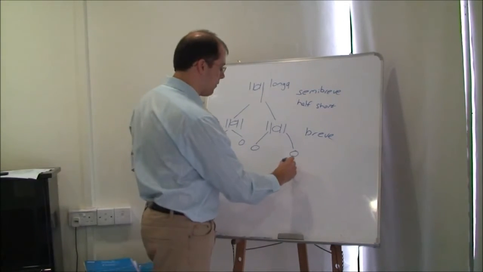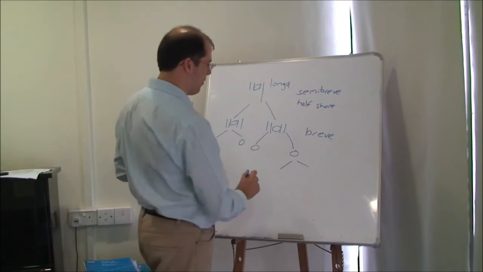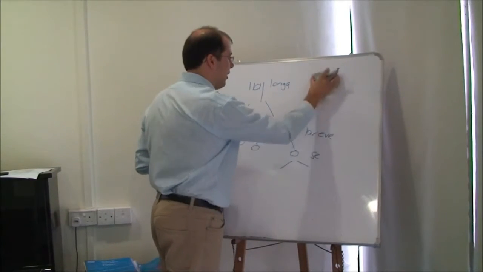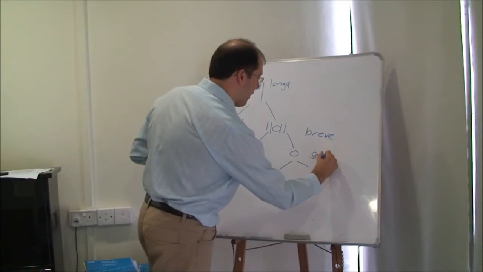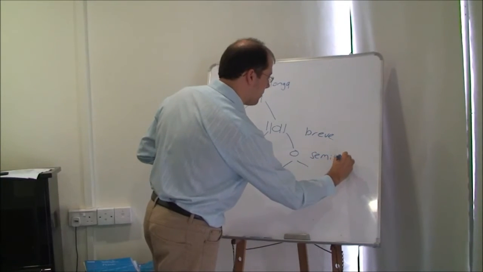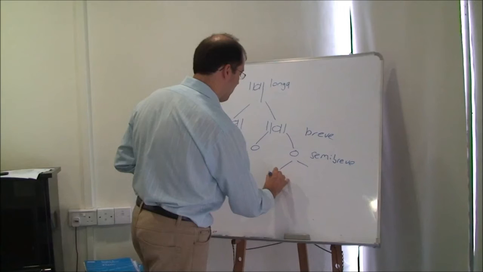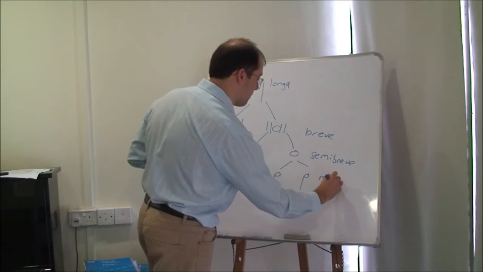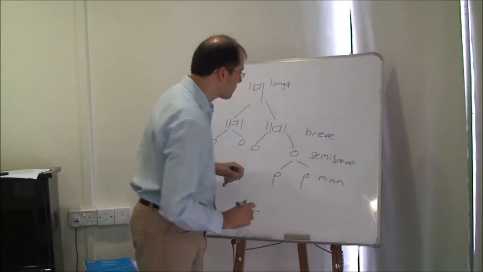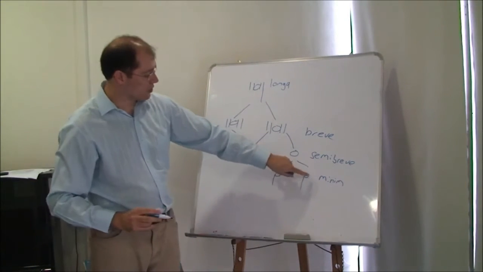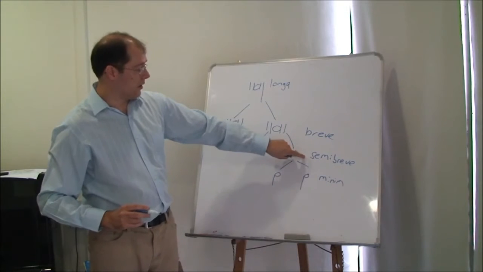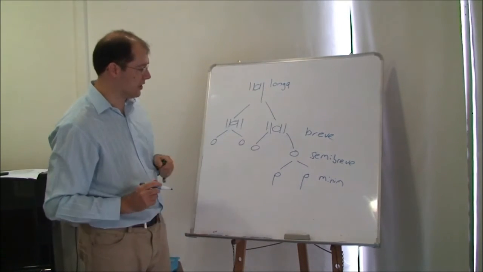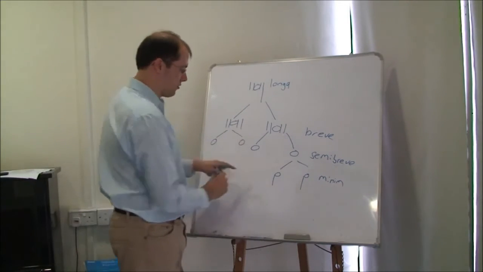Now, if we divide a semi-breve, just erase this as well, just to avoid confusion. If we divide a semi-breve in half, we get this thing, which is a minim. So there we have it. We have the shortest note, the minim, semi-breve, breve, longer. So it divides nicely like that. So these are the white notes.